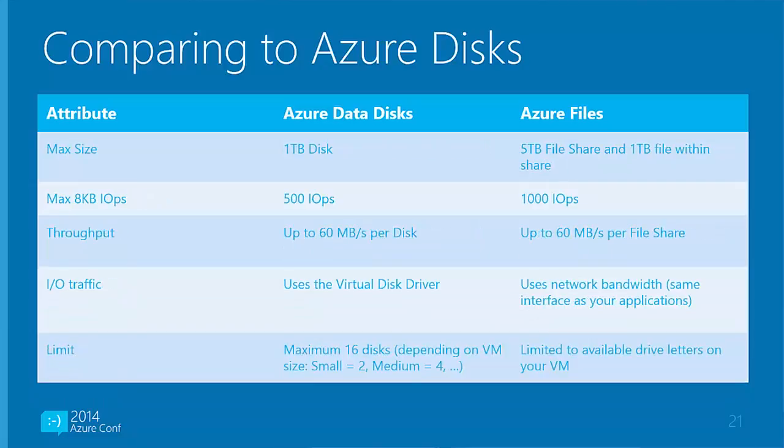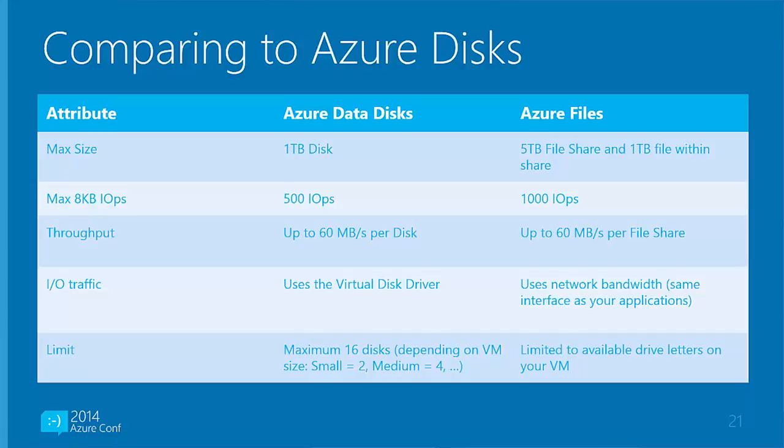The max size of an Azure disk is 1 terabyte, and for Azure Files, you get a maximum file share of 5 terabytes, in which you can have 1 terabyte files. If we look at the IOPS, you'll see that the IOPS of one disk is 500 IOPS, and for Azure Files, you get 1,000 IOPS for the complete share. The throughput stays the same for the disk and the share. The only thing to note is that the throughput of 60 megabytes per second is per disk, while for Azure Files, again, this applies to the complete share.